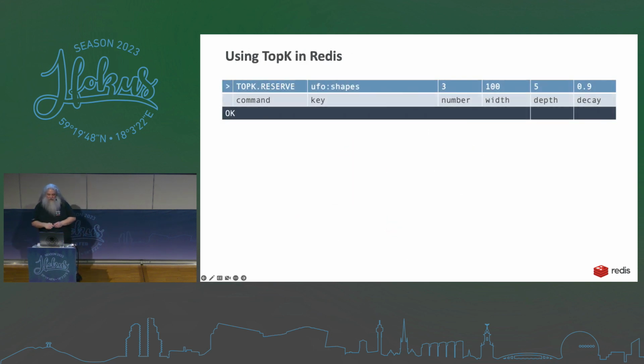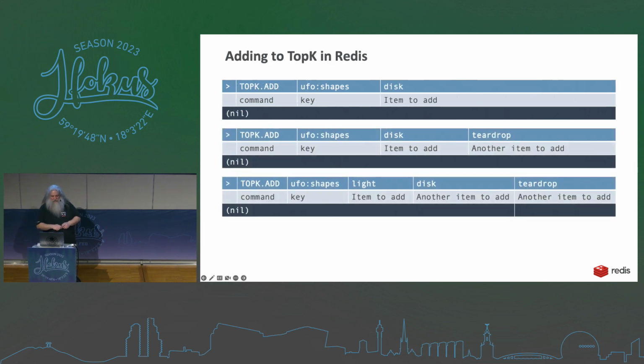To use top K in Redis, you call topk.reserve, give it a key name for the key, give it a number of items you want to keep track of, like say 3, give it a width for how many buckets you have, a depth for how many hashes you have, and you give it a decay rate, which is that number that's slightly almost 1. It's the reciprocal of that number. So this is 0.9. And then we can add things using topk.add.